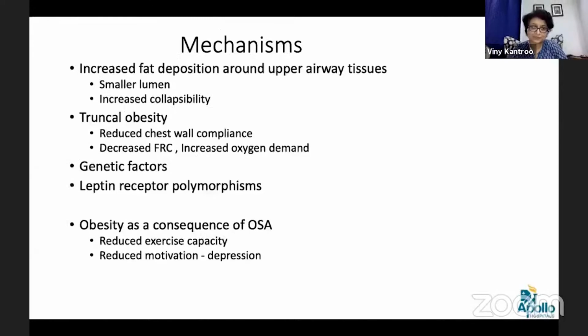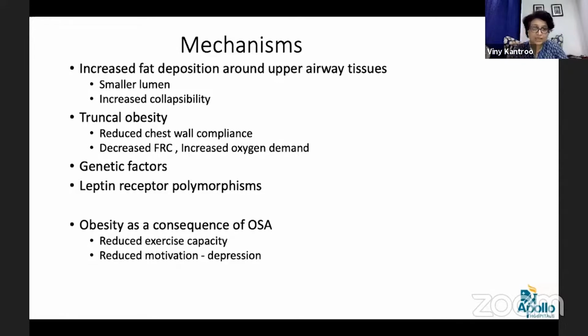Now, there are different mechanisms which increase the propensity of people with obesity to have OSA. Increased fat deposition around your upper airway tissues, along with anatomical and genetic factors, which include micrognathia, having a smaller chin, and having a heavy tongue. These increase your propensity to have OSA. In addition, fat deposition around your neck and pharyngeal muscles leads to a smaller lumen and increased collapsibility of your pharyngeal muscles during sleep, especially in the supine position.